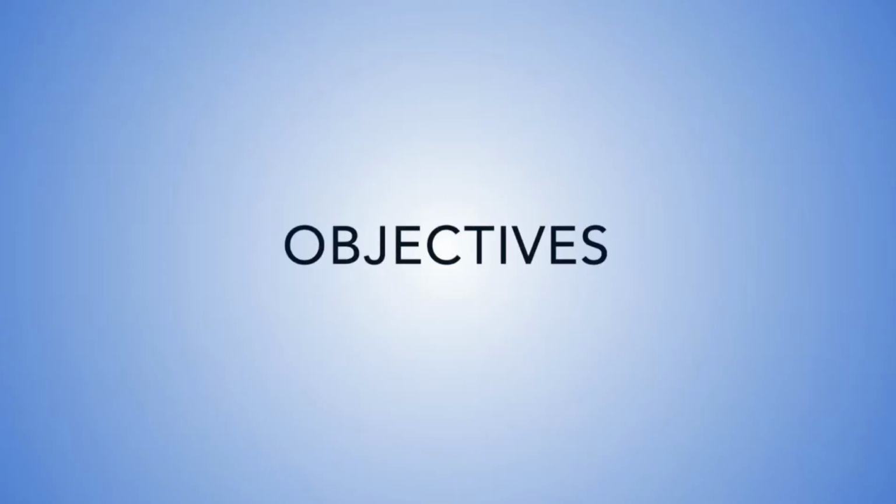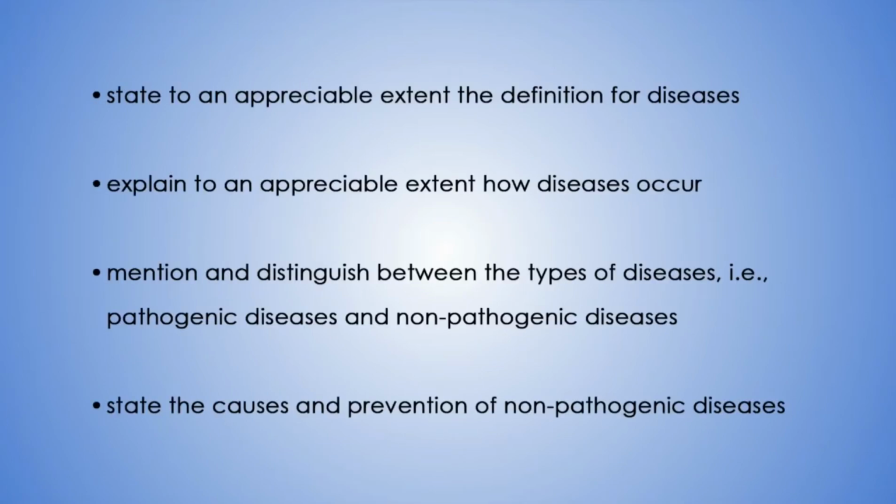Now let's look at the objectives for this lesson. By the end of this lesson, you will be able to state to an appreciable extent the definition for diseases. Explain to an appreciable extent how diseases occur. Mention and distinguish between the types of diseases, that is, the pathogenic diseases and the non-pathogenic diseases. State the causes and prevention of non-pathogenic diseases.